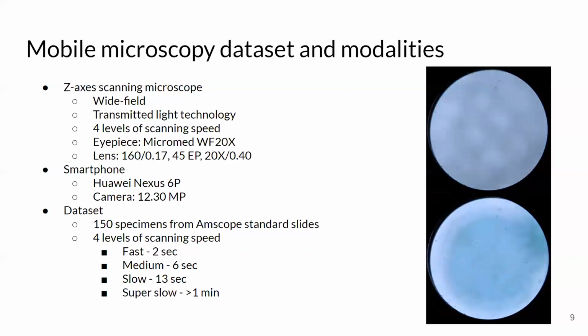In our work, we use a very unique data set obtained from a mobile microscope from a third-party company. The microscope is an auto-scanning device with several levels of scanning speed and is based on wide field technology. All data was obtained from the Nexus 6P smartphone, which is a middle-class smartphone and quite affordable. The data consists of approximately 150 specimens video recorded with different scanning speeds. So, Michael, could you continue, please, with our solutions?